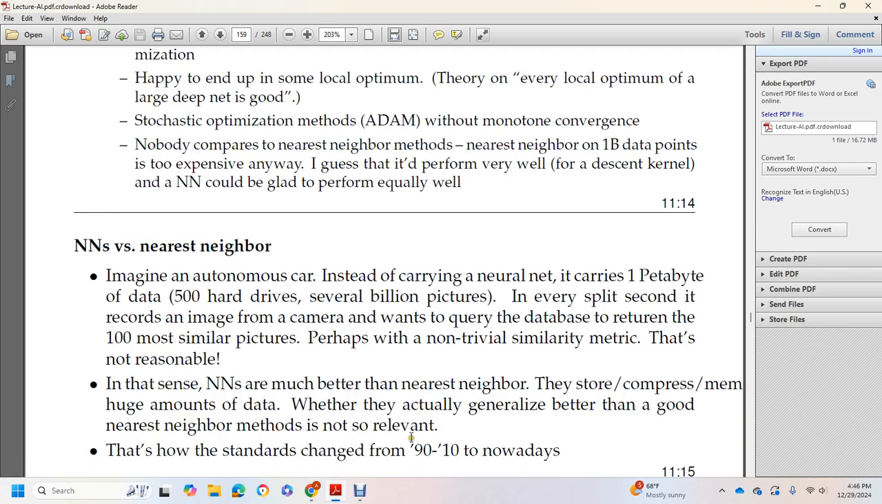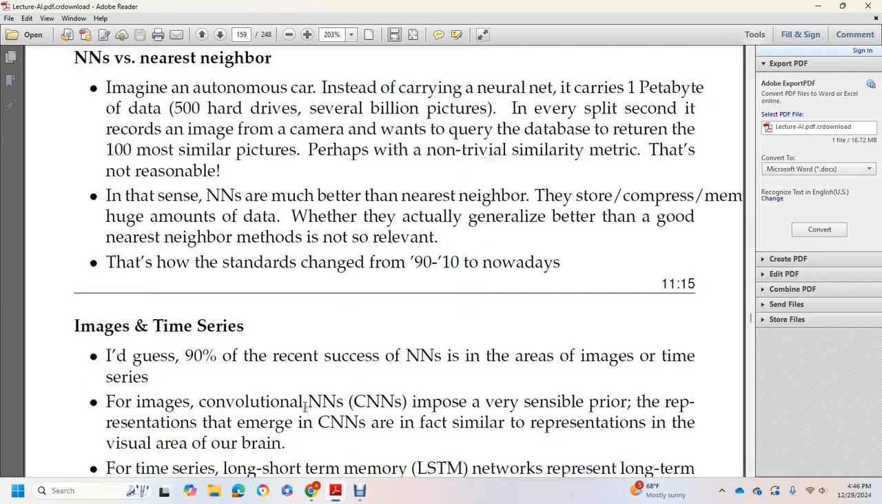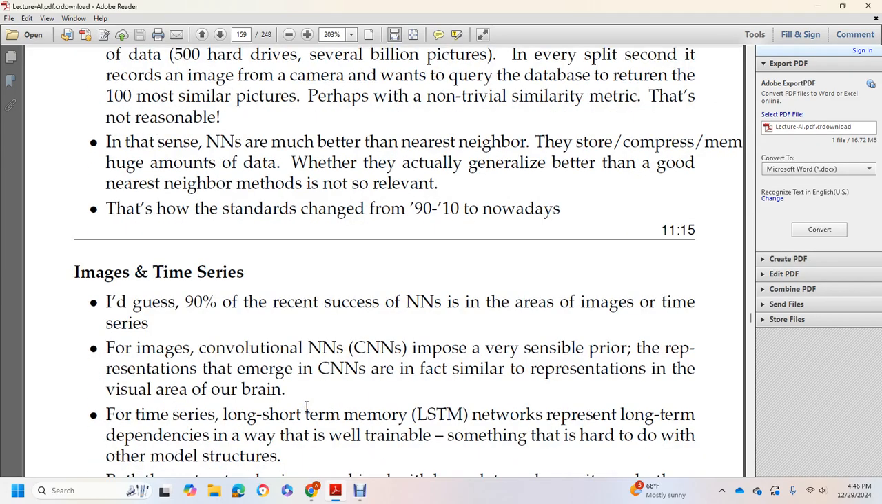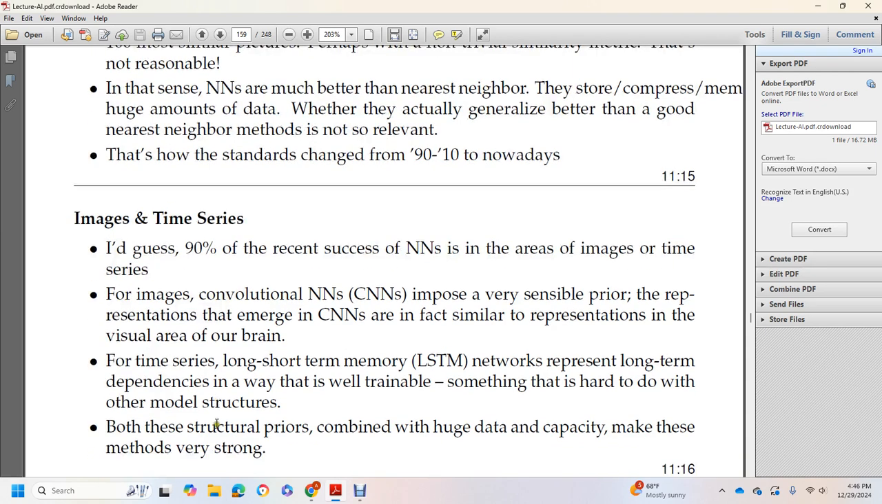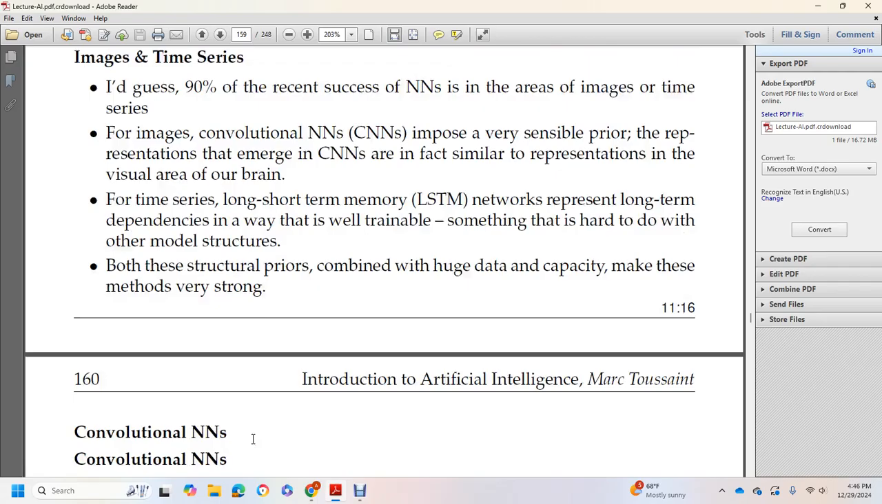That's how standards changed from the 90s to nowadays. Images and time series: I guess 90% of the recent successes of neural nets are in the area of images and time series. For images, convolutional neural networks, or CNNs, are a very sensible prior, and the representations emerging in CNNs are similar to the representations in the visual area of the brain. For time series, long short-term memory networks represent long-term dependencies in a well-trainable way, something that is hard to do with other model structures. Both structural priors combined with huge data capacity make these methods very strong.